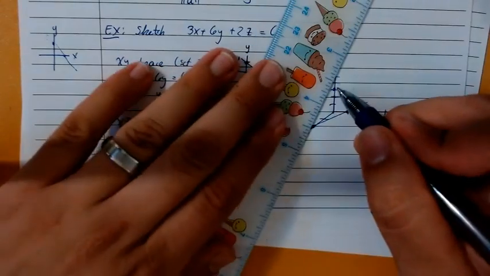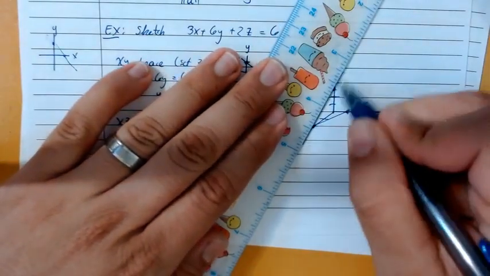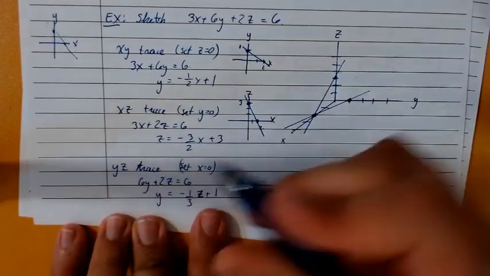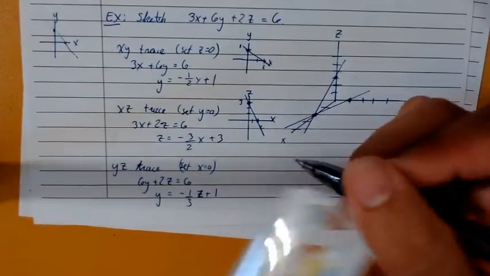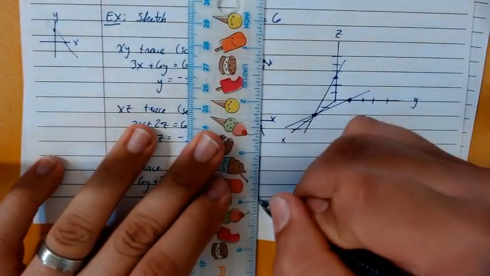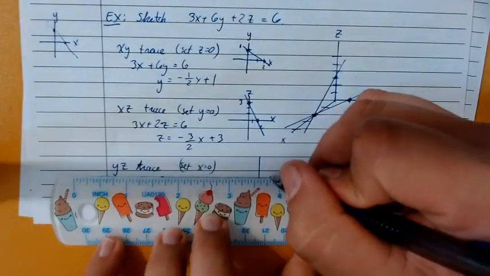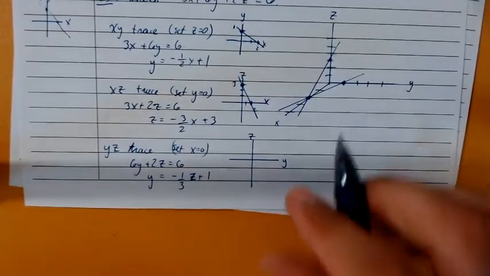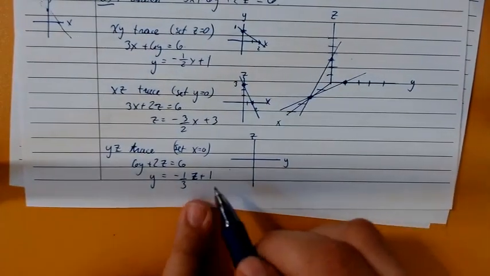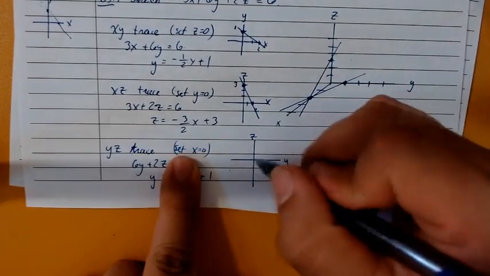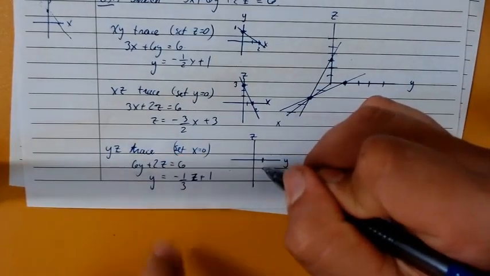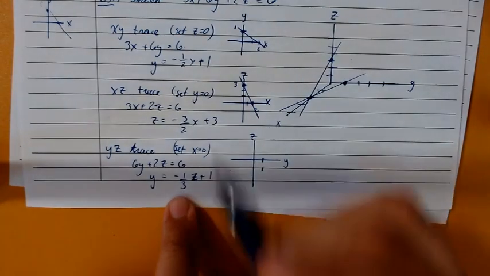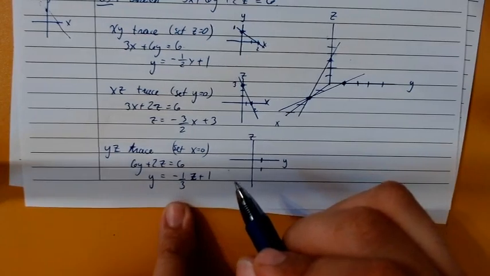Okay, so looks like that. And then this third one, the YZ trace, is a line that exists on the YZ plane. X is equal to 0, so we don't worry about that one. Just the YZ plane. Okay. All right, well then here, when z is equal to 0, y is equal to 1, and that's got a slope of negative 1/3. So when it goes down 1, it goes right by 3.